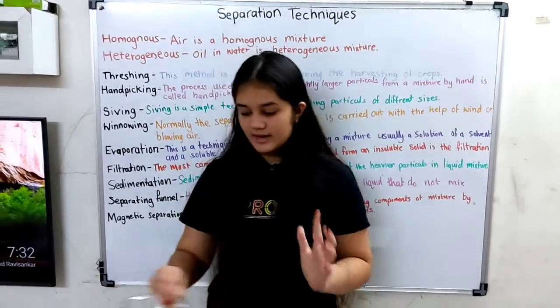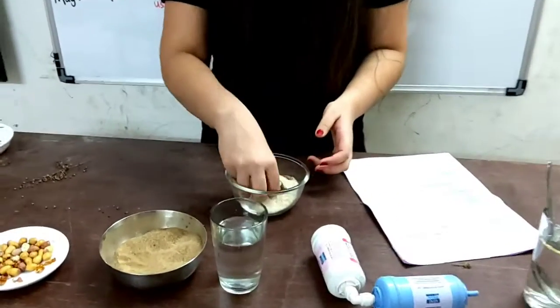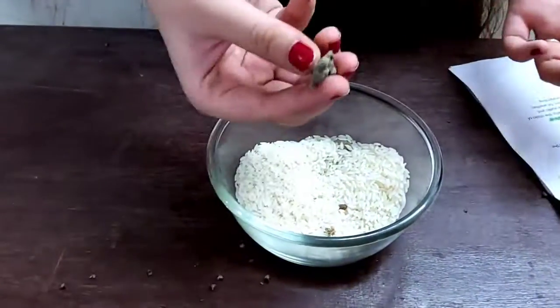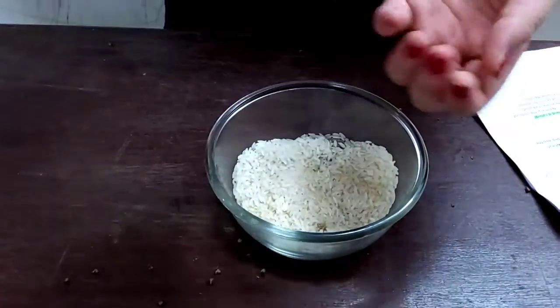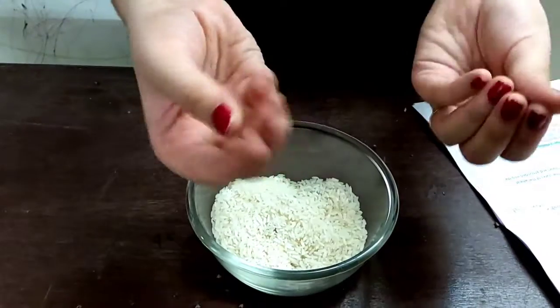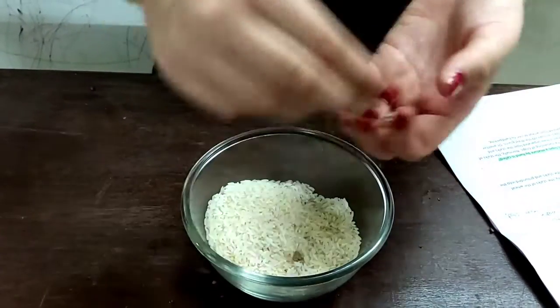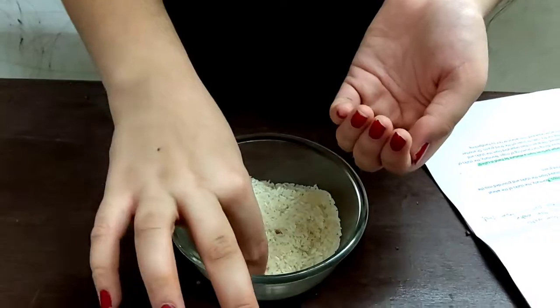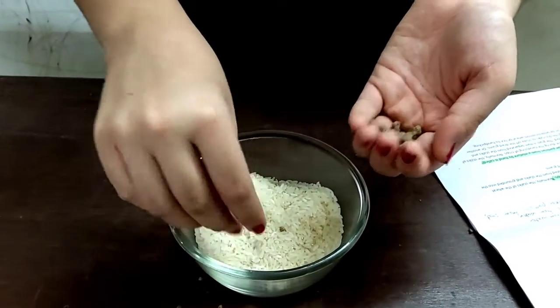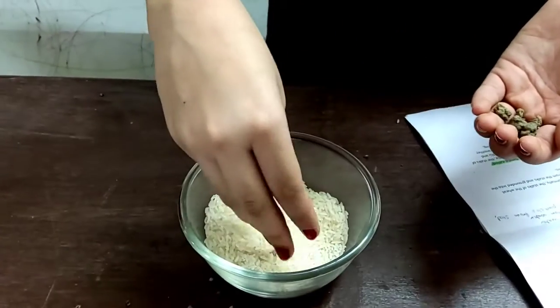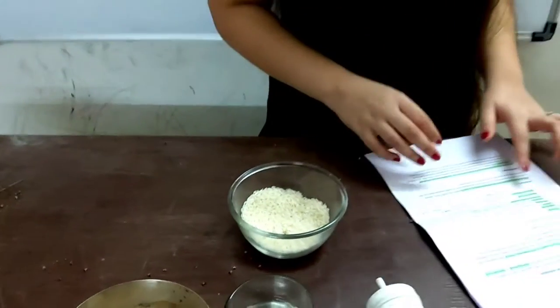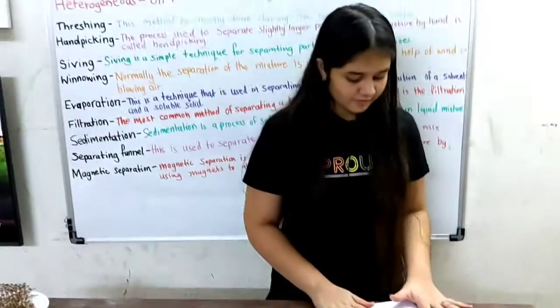So over here I have some rice, as you can see. Now you can clearly see some stones over here. So I can hand pick them. I am using my hands to pick them. This separation technique is called hand picking, because I can easily pick it with my hand. Like this. I can easily pick it from that.